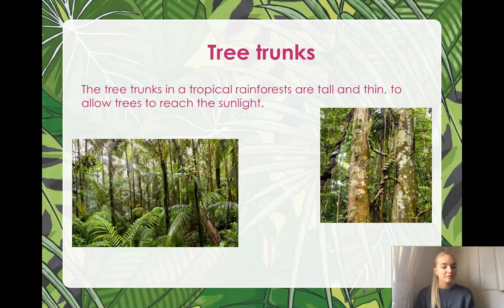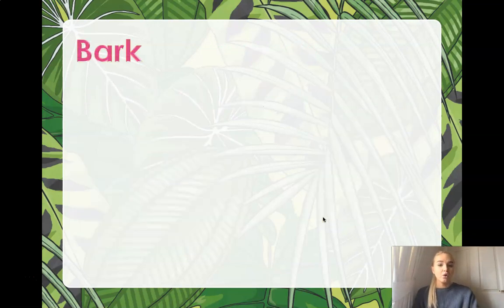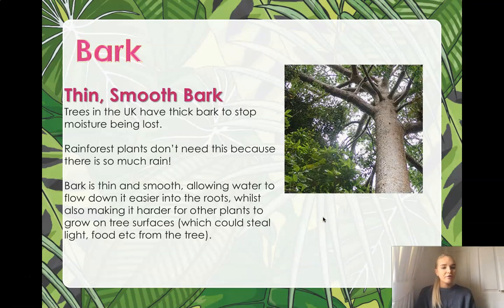Super job. Now with the tree trunks also comes the bark. Now the bark in a tropical rainforest is quite different to how it is in the UK. So if you went outside now and you saw a tree, you would realise that the tree has thick bark. And this is to stop any moisture from being lost. However, in a tropical rainforest, the trees have thin, smooth bark.